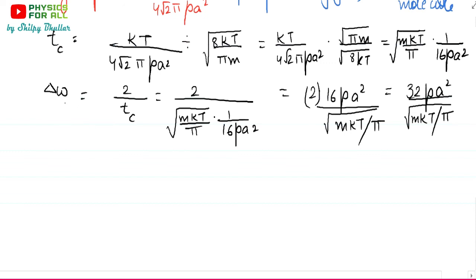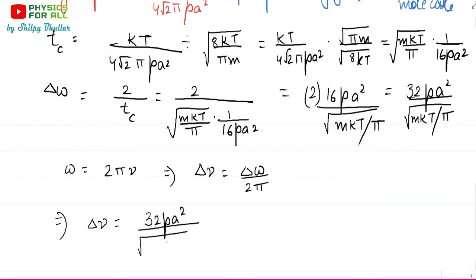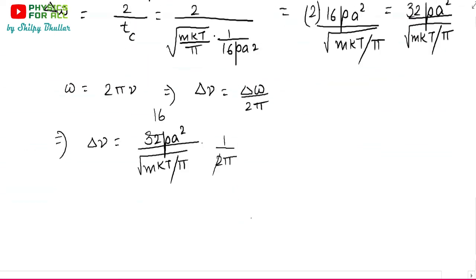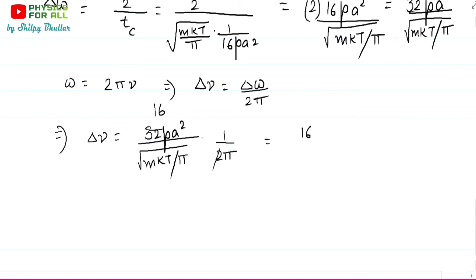Also, this corresponds to angular frequency. So if we have to find linear frequency, we know that omega is equal to 2 pi nu. So this implies that delta nu would be delta omega by 2 pi. So if we have to find the linear frequency of this collision broadening, then that would be 32 p a square upon under root m kT by pi and 1 by 2 pi as well. So this would give us 16 p a square. This is the value that we obtain.